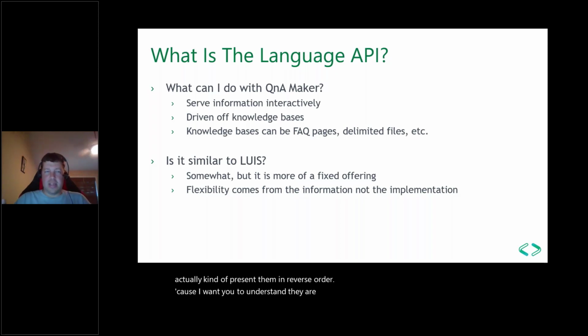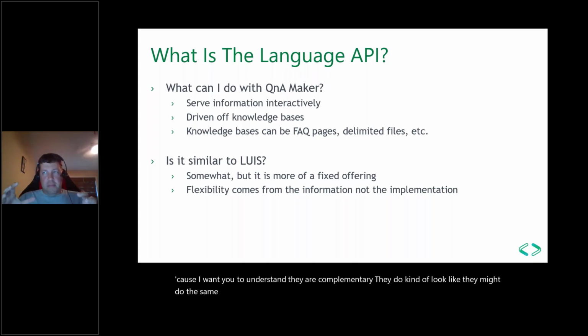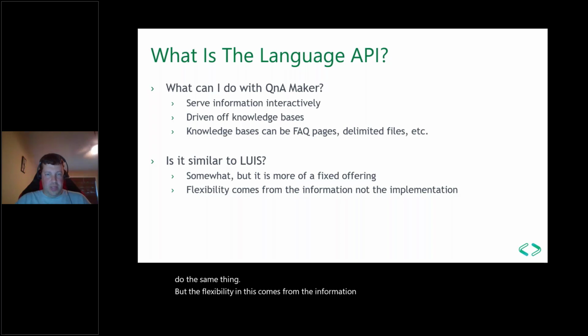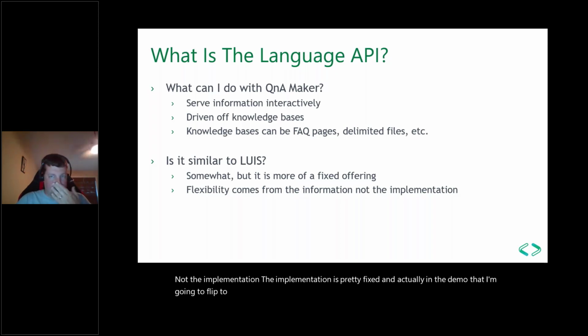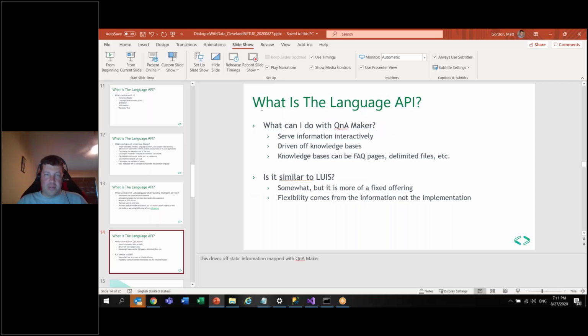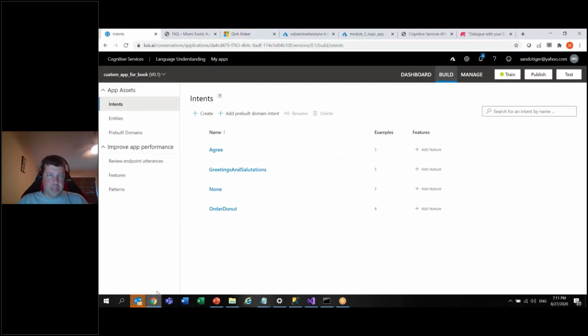They do kind of look like they might do the same thing, but the flexibility in this comes from the information that you provide to it, not the implementation. The implementation's pretty fixed. And actually in the demo that I'm going to flip to in a second, you'll see what I mean. So we saw where LUIS is pretty smart, even if we haven't really given our model a lot of information to drive off of. Q&A Maker is not as smart.